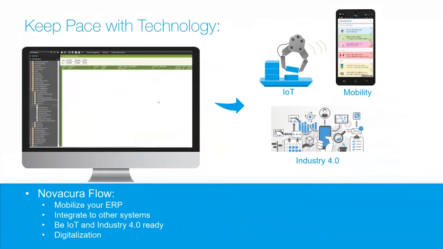Again, this is what the Novacura layer is providing our customers, so that they can now take their ERP, and again, not necessarily unique to IFS, but they can mobilize that ERP. They can now integrate that ERP or IFS into other systems. They're now in a position to be IoT and Industry 4.0 ready, and we're supporting various digitalization initiatives.